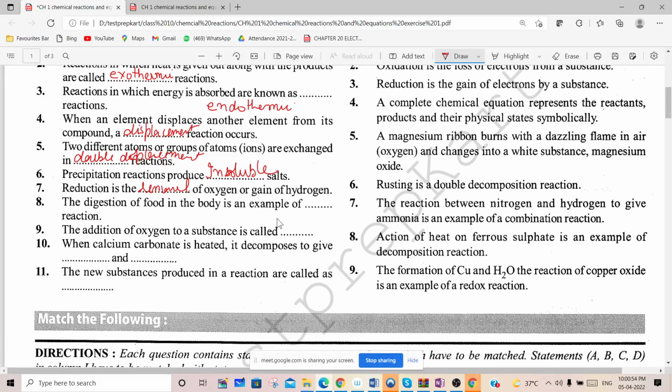Next, the digestion of the food in a body is an example of chemical decomposition reaction. The bigger compound breaks into smaller products. Addition of oxygen is called oxidation. When calcium carbonate decomposes, it gives CaO, calcium oxide and carbon dioxide. The new substances produced in a chemical reaction are called products. Good.